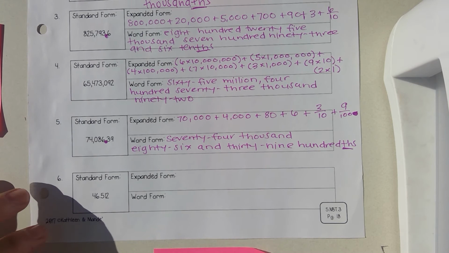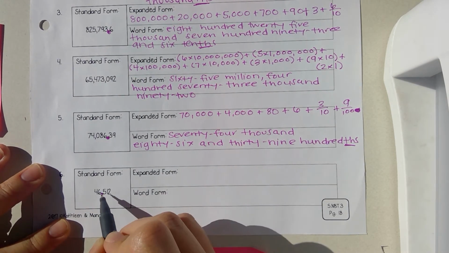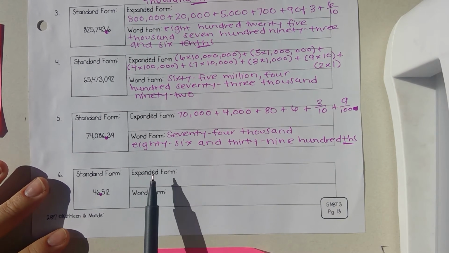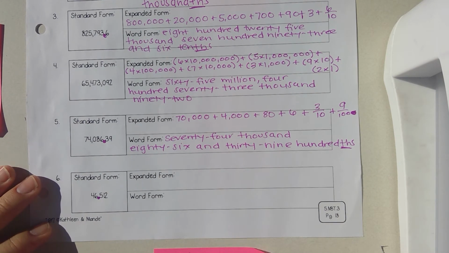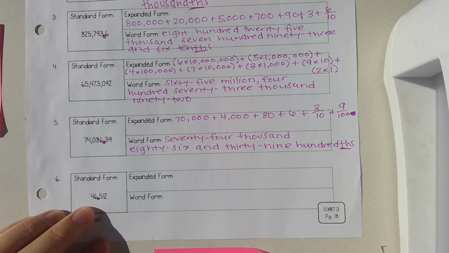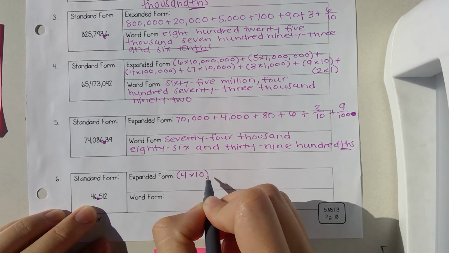All right, let's do number 6. So they gave it to us in standard form. I'm making my decimal point larger. Everything to the left is a whole number. Everything to the right is a decimal. Expanded form, we're going to do it with the parentheses, writing the digit, and then multiplying by the place value. So my largest place value is the 4, which is in the tens. So parenthesis 4 times 10.